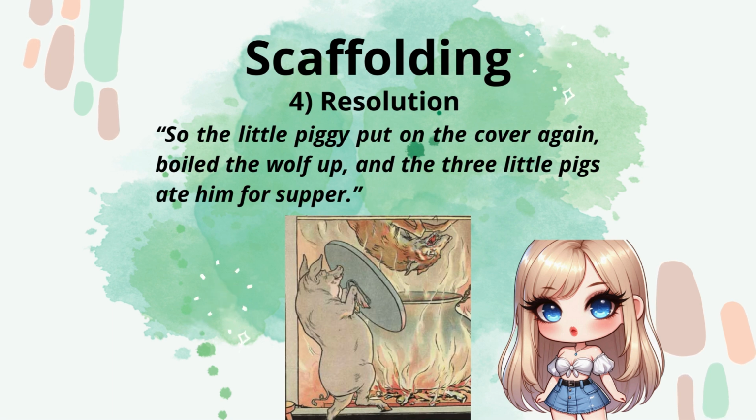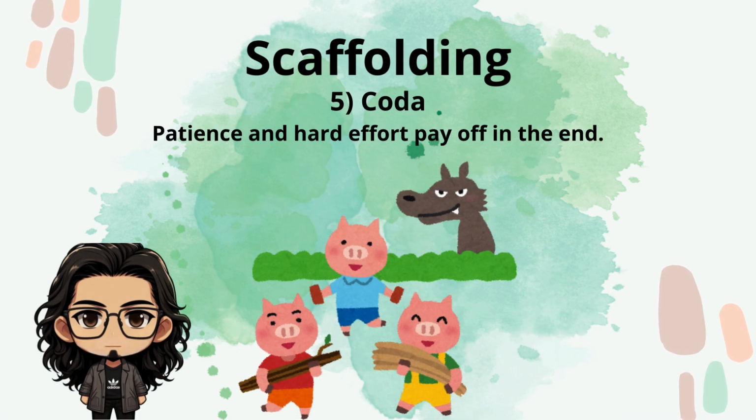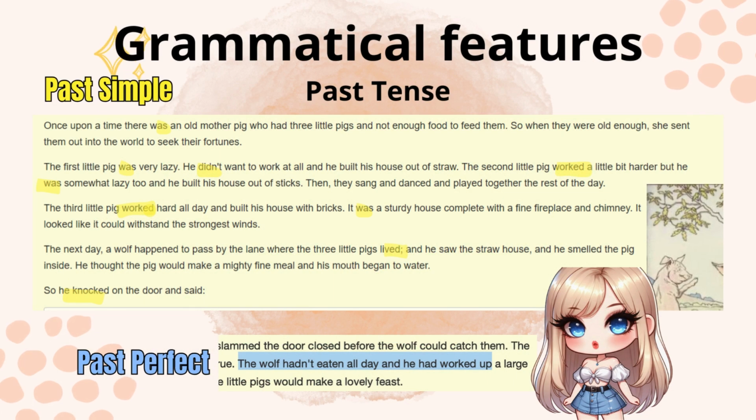In the Three Little Pigs, the problem is solved at the end of the text when the big bad wolf falls into the trap of the little pigs. The coda is the moral or message to be learned from the story. In the Three Little Pigs, the coda is that patience and hard effort pay off in the end. Unlike descriptive text, narrative texts are written in past tense.